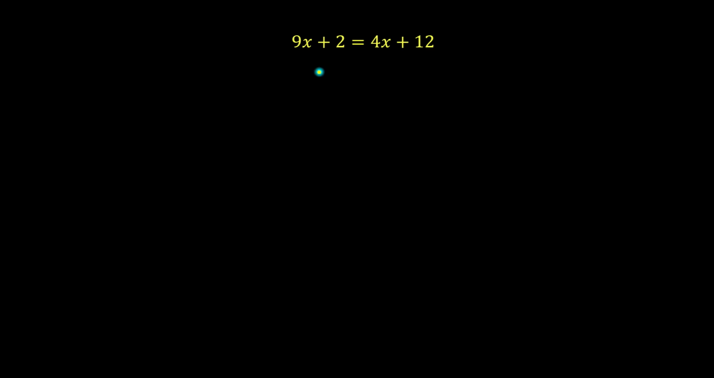Now in order to do that, like I said, you can deal with the x's first or the numbers, but the best thing to do is just deal with the numbers. So we'll go ahead and deal with this 2 first. We're going to subtract 2 from both sides. If I do that, I'll be left with 9x on this side, which is equal to 4x, and 12 subtract 2 will give me plus 10.